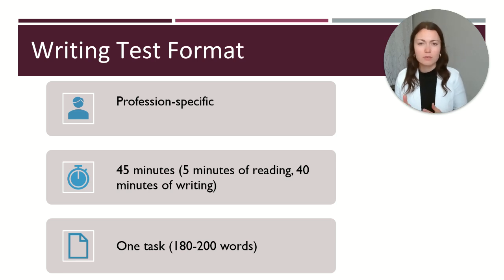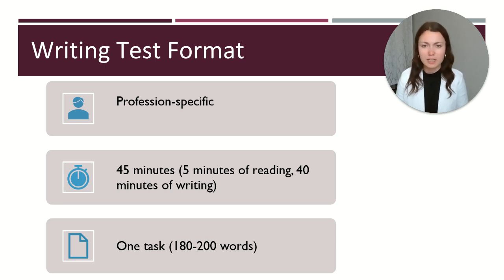Now, importantly, the first 5 minutes are only for reading. After that, you can then spend the 40 minutes writing and completing that task. There is only one task, and this differs from the speaking section where you have 2 role plays. With the writing section, you actually only have one task to complete, and the word limit is between 180 to 200 words. And we'll talk more about the importance of this later as we get into some of the details.